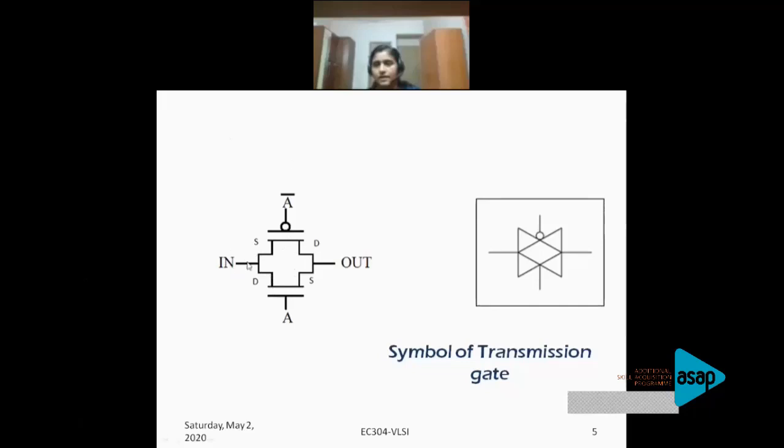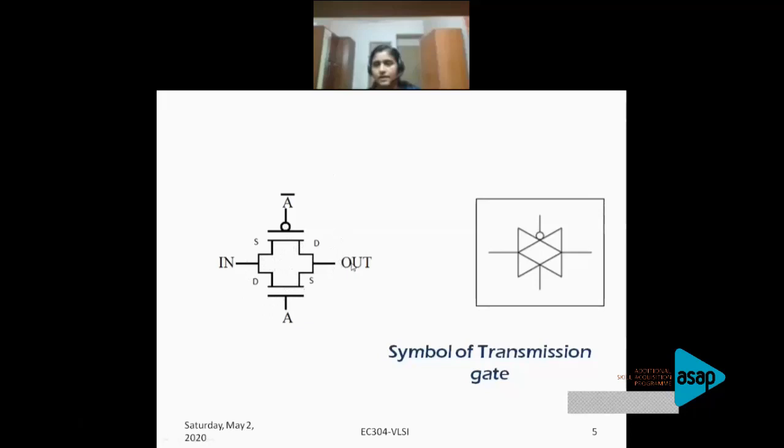If we give a logic 1 here, looking at the NMOS and the PMOS, we have seen in past transistors that this NMOS will not give a proper 1, because once the output reaches a value VDD minus VTH, this NMOS is off. NMOS off means high resistance, but the PMOS is always on. So it gives a low resistance path between the input and the output, and the entire 1 can appear at the output.